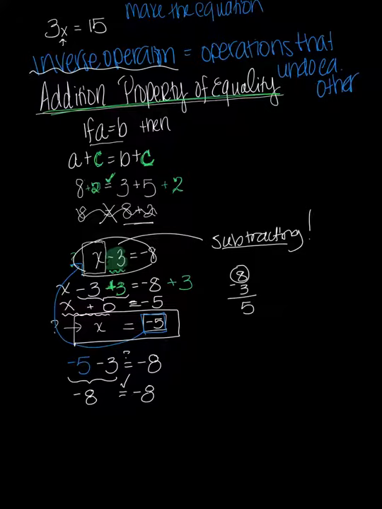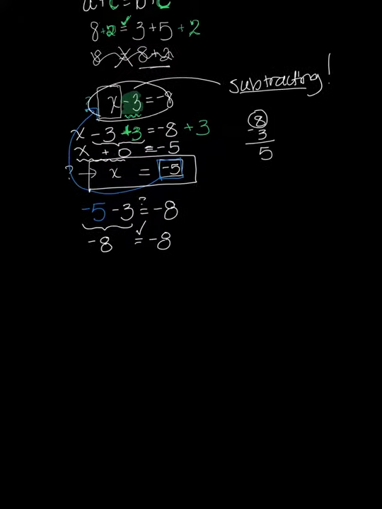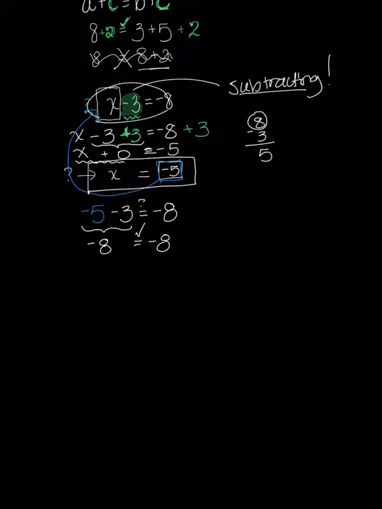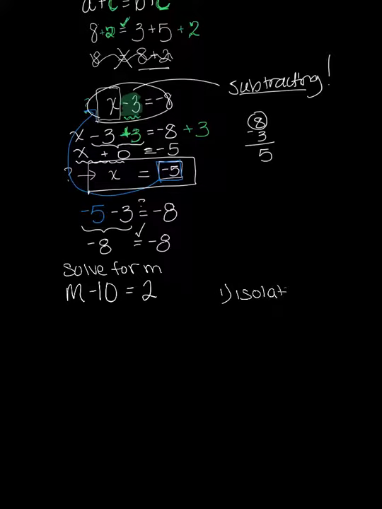All right, let's look at one more together. Make sure you copy this problem down on your paper. And let's do this one. M minus 10 equals 2. I want you to solve for m. What this means is, again, you're going to have to isolate m, get m by itself. So how do I isolate m?